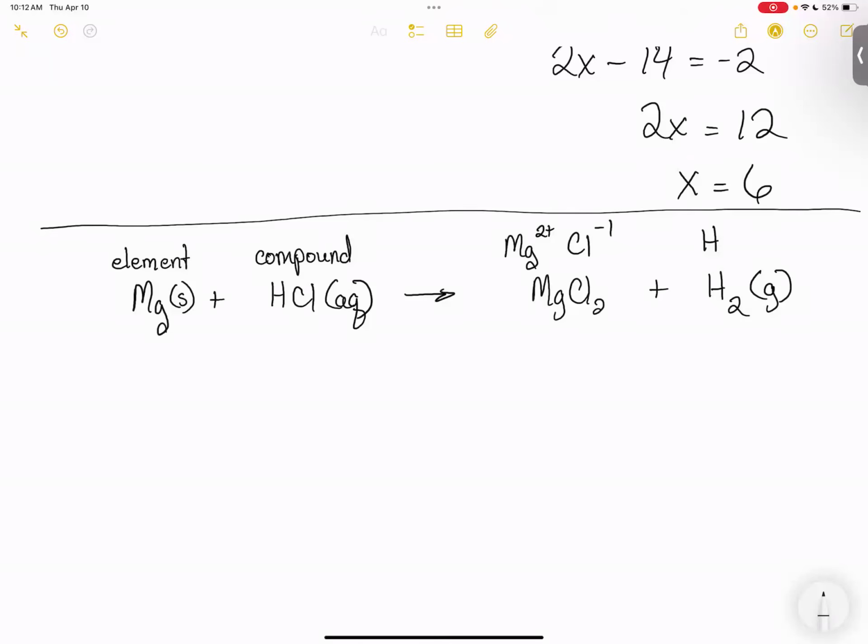Magnesium chloride is an ionic compound. So what am I going to have to use to know the state of matter of magnesium chloride? I've got to use my solubility rules. The rule for chloride says chlorides are soluble except for lead, silver, and mercury(I). This isn't one of those, so this is soluble. Now I need to balance it. To balance this equation, you need 2 hydrochloric acids.